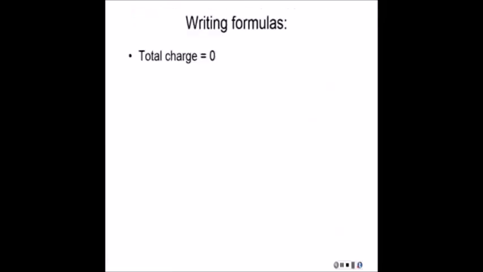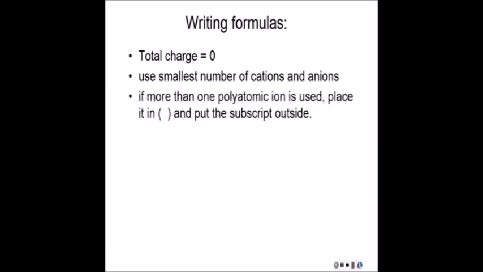But what about writing formulas with these polyatomic ions? We're going to follow the same rule. We want to use the smallest number of each type of ion, so the total charge adds up to 0. Here's the difference. If we need more than one polyatomic ion, we're going to have to put it in parentheses and the subscript outside. So my example would be combining ammonium and oxide ions. Now you notice the charges. The charges are +1 and -2. So we need a +2 to balance off the -2.